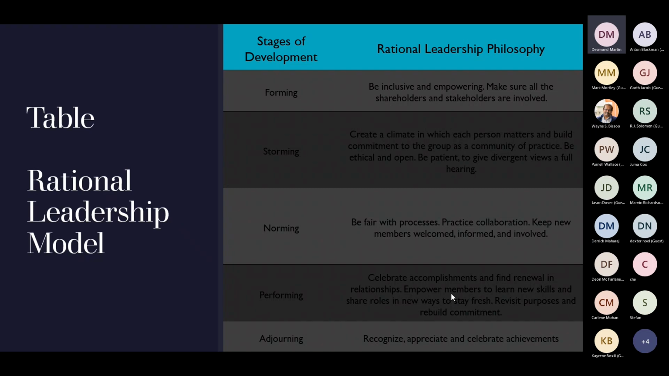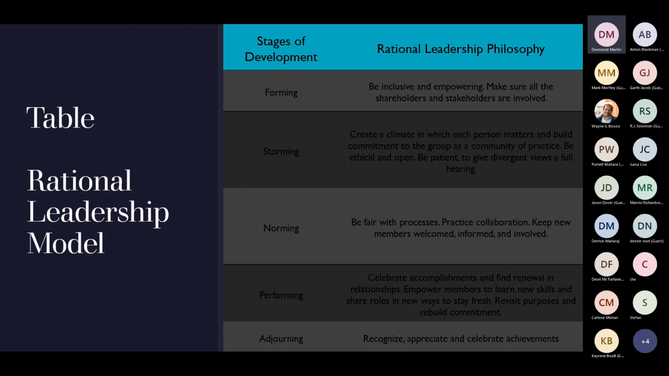Storming: create a climate in which each person matters and build commitment to the group as a community of practice. Be ethical and open. You want to be patient to give divergent views a full hearing. Norming: be fair with processes. Practice collaboration. Keep new members welcome, informed and involved.